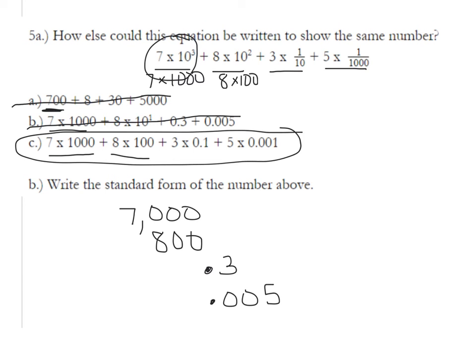So if we had to put these numbers together, let's squish this whole thing together right here. So I have 7 for my whole number, 7,800. So let's start with that. 7,800. And now let's look at my decimal points. I have 3/10 and 5/1,000. So it'd be 0.305, or 305 thousandths.